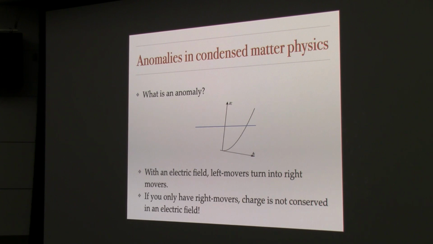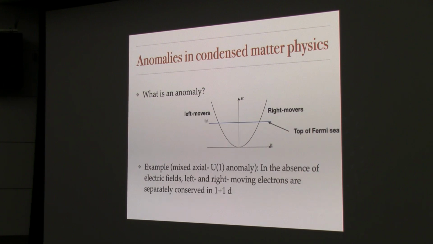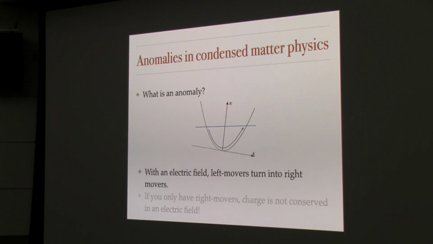And so this picture seems a little bit disappointing, but there is one crucial observation. It wasn't so important that I had the right movers over here and the left movers over here. I could have drawn the same conclusion if these had crossed, say, in the middle. But it was pretty important that I had only right and left movers. Because a natural consequence of this argument is that if you only have right moving particles, and you turn on an electric field, charge is not conserved.